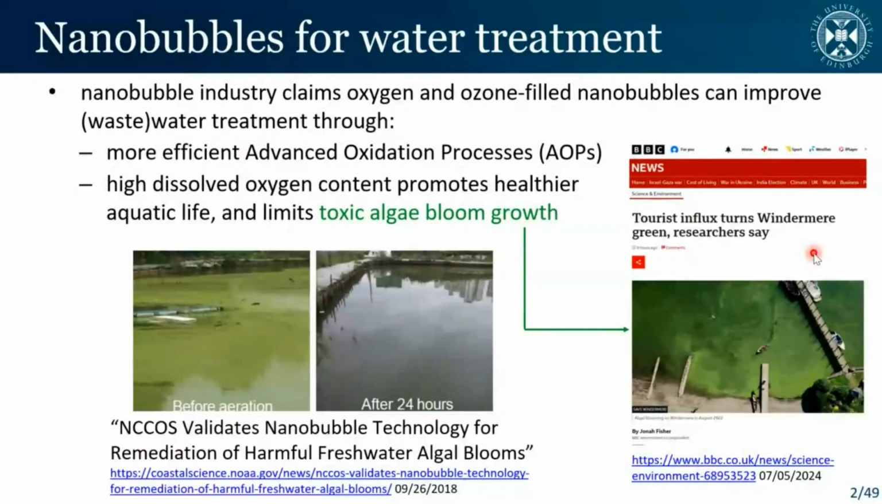So there is a growing industry which claims that nanobubbles can be used for a variety of water and wastewater treatment processes, as well as a wealth of other applications. This can be done by filling these nanobubbles with ozone gas, which can be used to improve the efficiency of advanced oxidation processes for breaking down bacteria. Or alternatively, if you fill them with oxygen, you can improve the dissolved oxygen content of water, and that can be used to promote the aerobic breakdown of toxic algae blooms, which have quite recently become a recurring blight on British waterways.